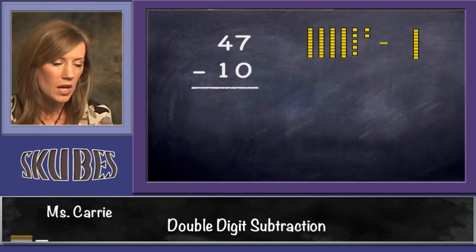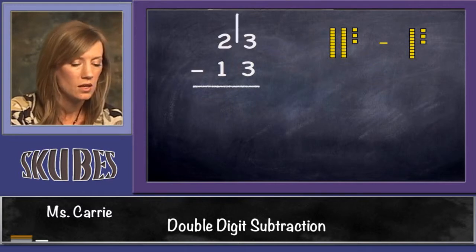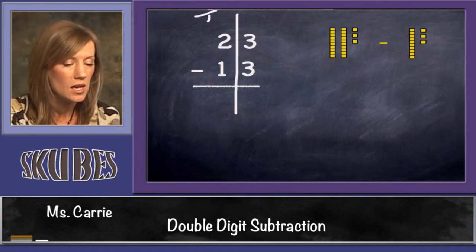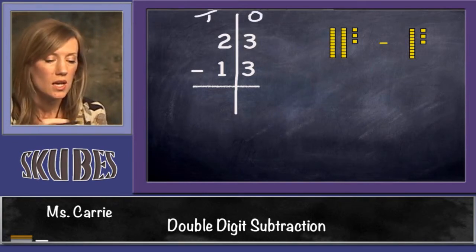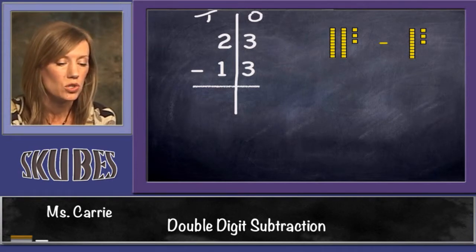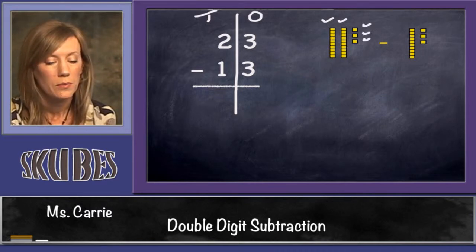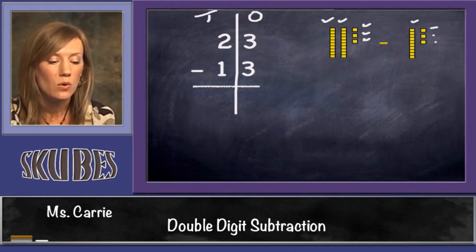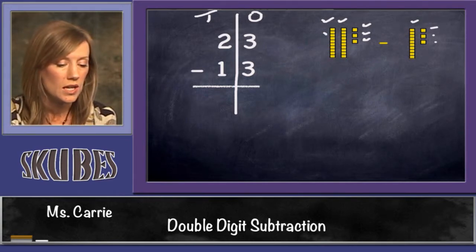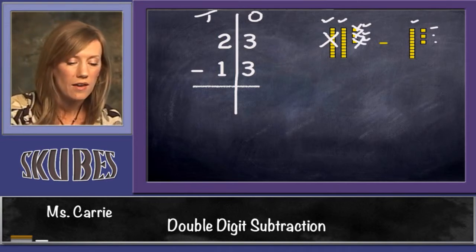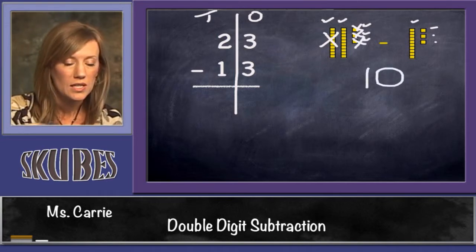Let's try another one. This is 23 minus 13. I'm going to put my T over here for my tens and an O over here for my ones. And look at our problem we're going to solve over in the picture. We have 10, 20, 21, 22, 23 minus 10, 11, 12, 13. So we need to take 13 away from this first picture. So I'll take 10, 11, 12, 13, and all I have left over is 10.